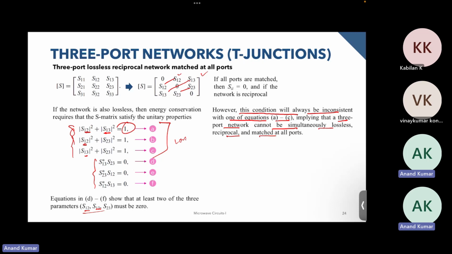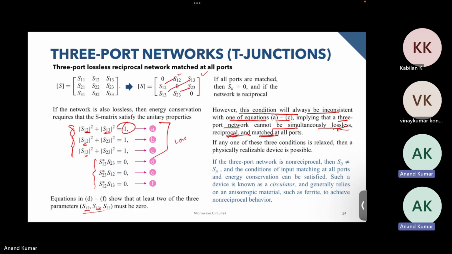So this implies that it cannot be simultaneously lossless, reciprocal, and matched at all ports. But if any one of these conditions is relaxed, that is, if it is either not lossless or not reciprocal or not matched, then a physically realizable device is possible. So it cannot be simultaneously. We cannot have all these properties, but we can have any two of them together.